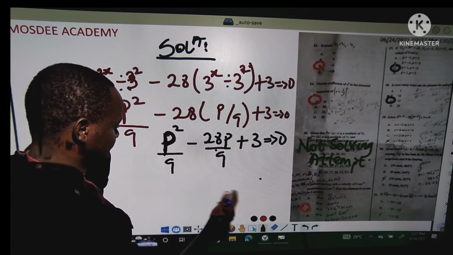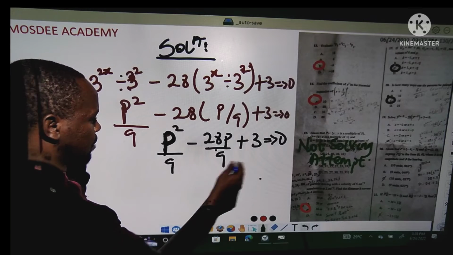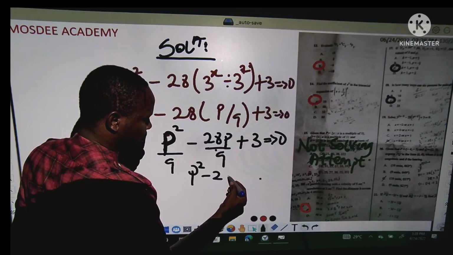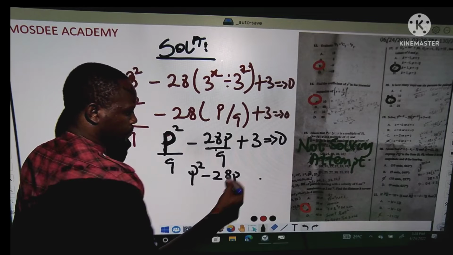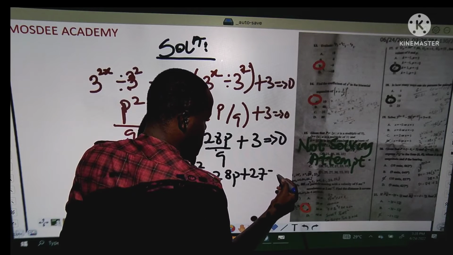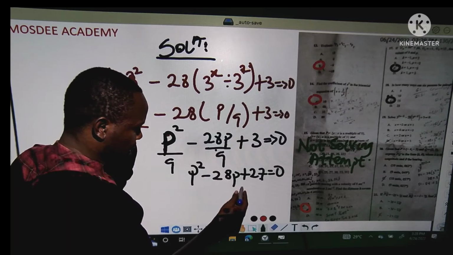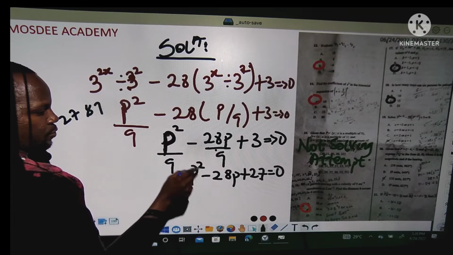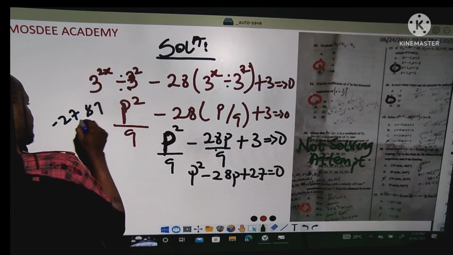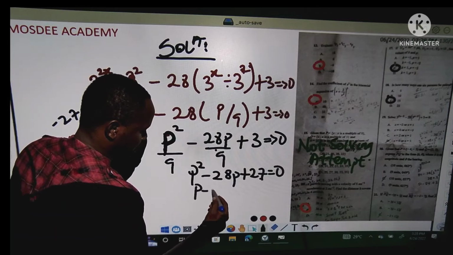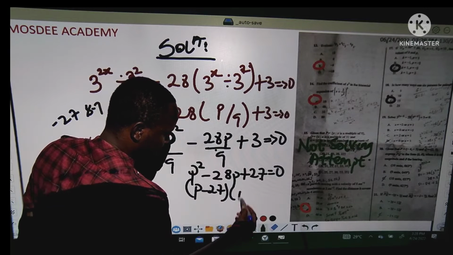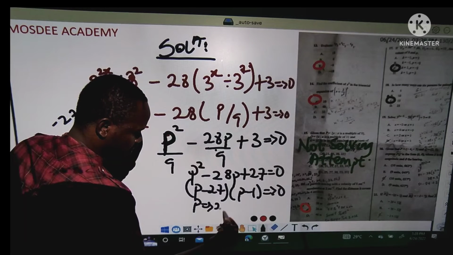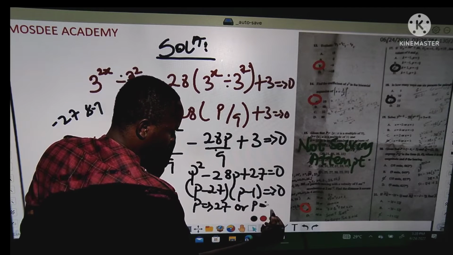So this is over 9. Everything is over 9. If you are the type, you can multiply through by 9 so that all the 9s cancel. So just say p raised to power 2 minus 28p plus 27 equals 0. So just factorize: 27 times 1 is 27, and both are minus, minus. So p minus 27, p minus 1 equals 0. So the answer will be p equals 27 or p equals 1.